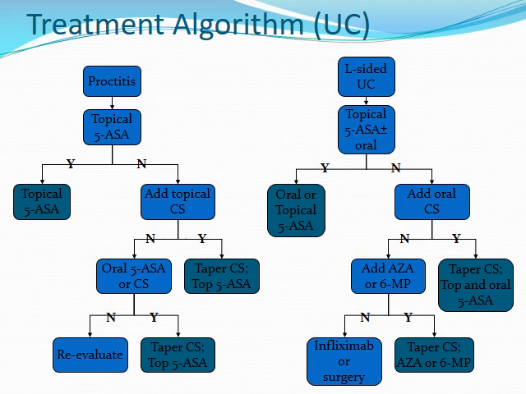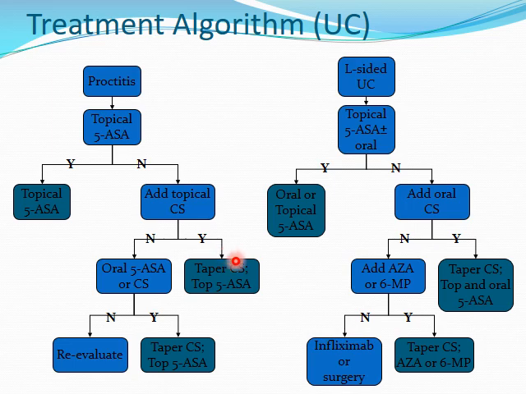But essentially, the algorithm is you would start off, again, with the topical aminosalicylic acid product. If that is working, just stick with that. If not, if it does not control the symptoms, you'd want to add on a topical corticosteroid. So again, this is most often going to be something like hydrocortisone, rectal foams and things like that.